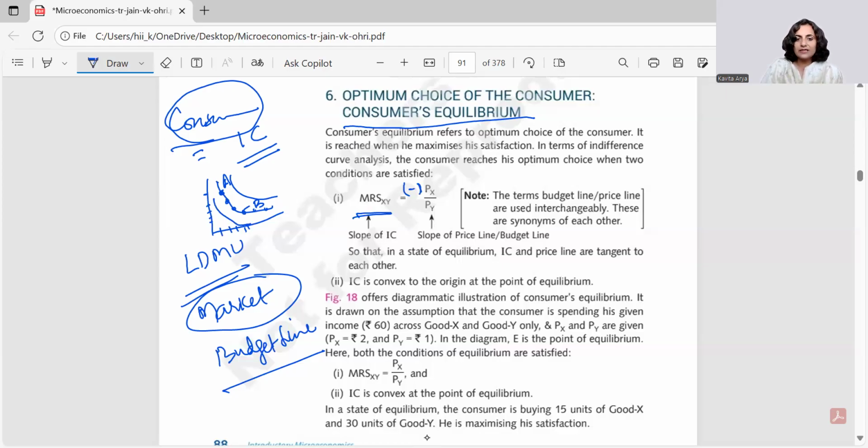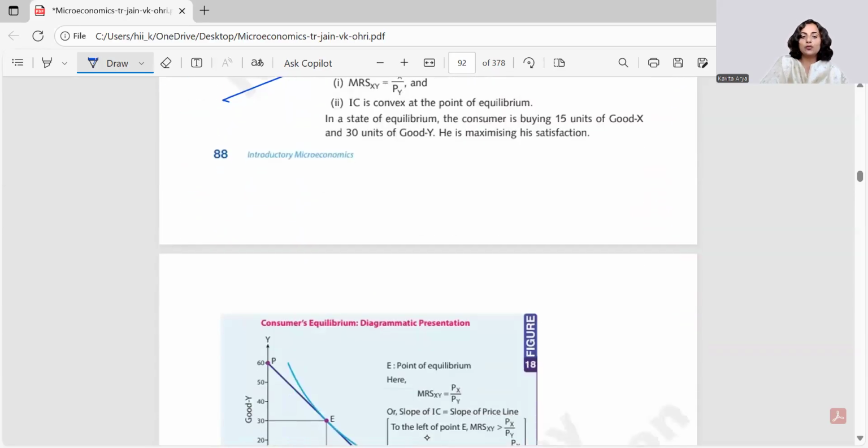So this is our first situation, that the slope of IC is equal to the slope of budget line, and IC must be convex to the origin because he is driven by the law of diminishing marginal utility. It means he would be sacrificing less and less of Y because now he is gaining X and losing Y. So he is now possessive about Y. Right? After this much clarity, let's move ahead.